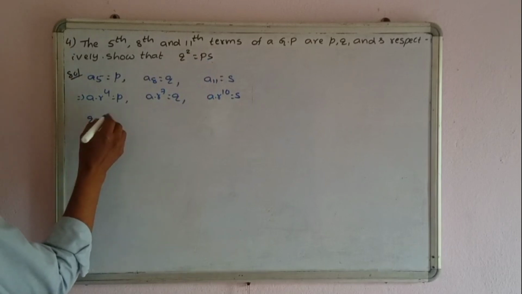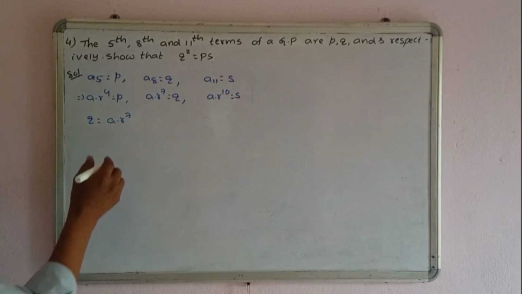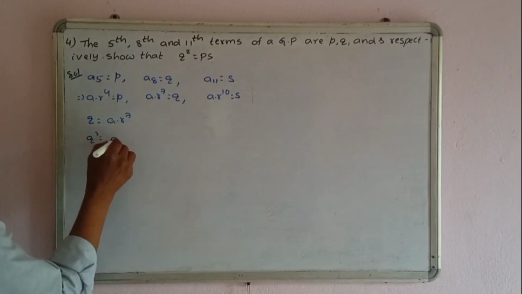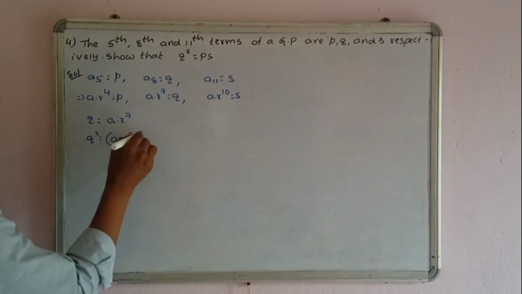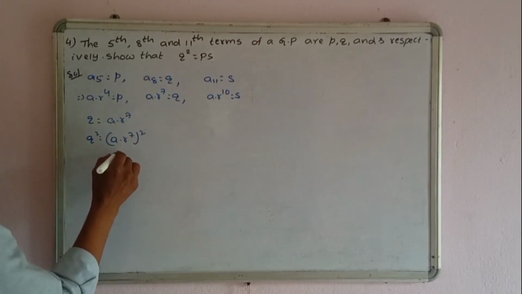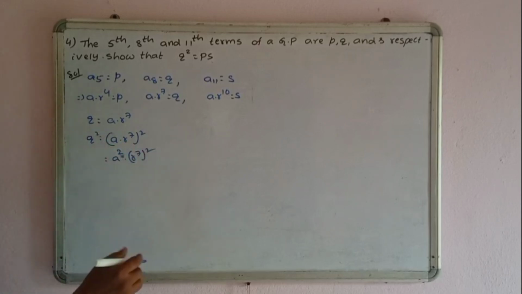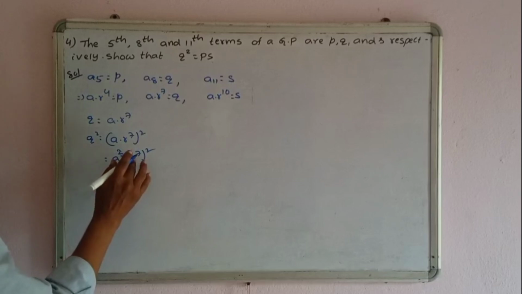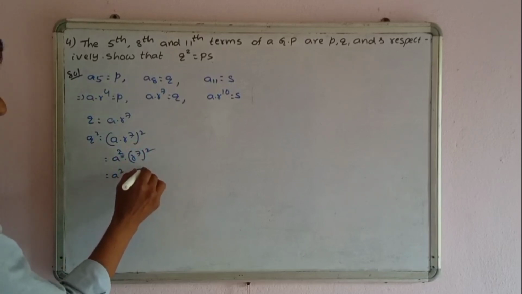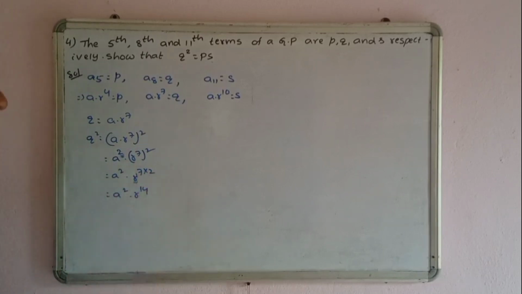What is Q? A into R power 7. So Q square means A into R power 7 whole square. Now see, AB whole power m is A power m into B power m. A power m whole power n is A power mn. So A square into R power 14.